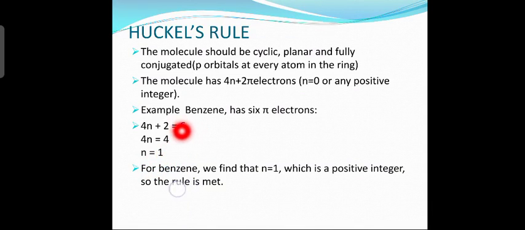If you know the number of pi electrons, you can calculate the n value, which is unknown. For benzene, we find that n equals 1. Here n is equal to 1, not 0, which is a positive integer. So the rule is met. The benzene molecule satisfies Huckel's rule, therefore it is aromatic. That is the conclusion. Any compound, heterocyclic or otherwise, obeys Huckel's rule if it contains 4n plus 2 pi electrons. Then only it obeys Huckel's rule, and it is a cyclic compound.